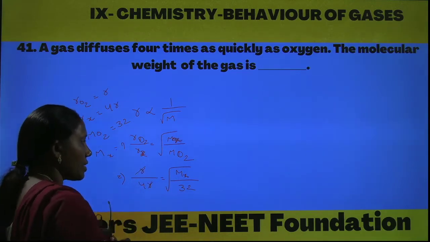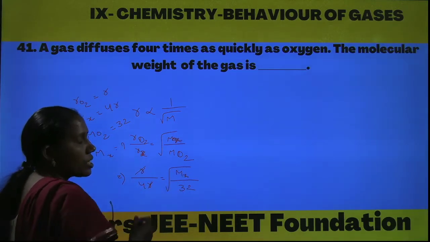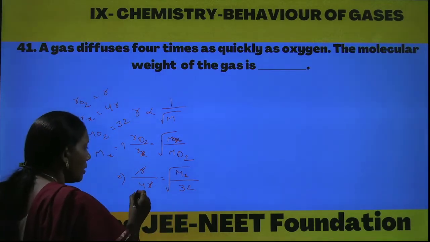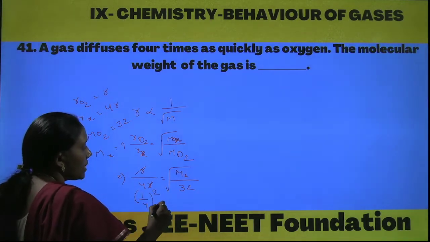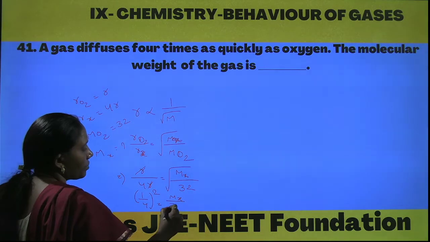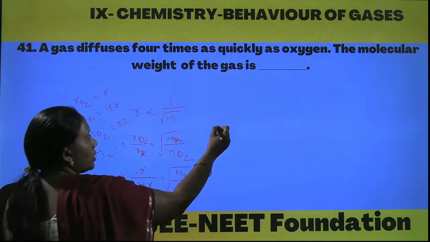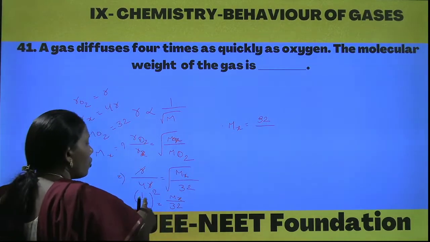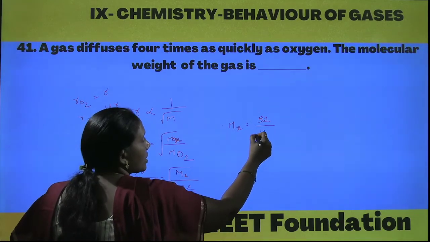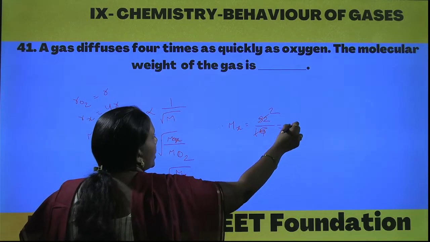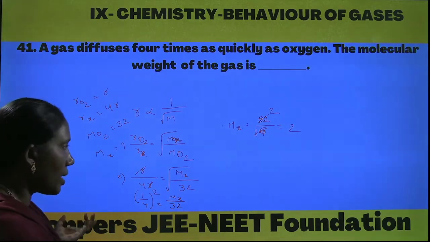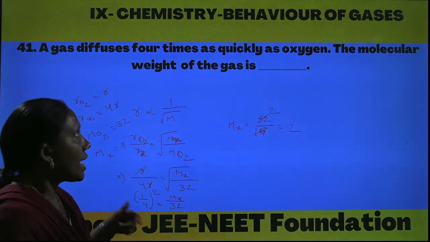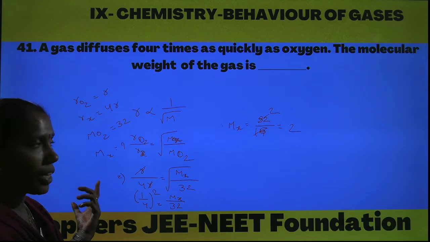Here R and R get cancelled, right? To remove the root, I am squaring on both sides. Then 1 by 4 whole squared equals Mx by 32, right? Therefore Mx equals 32 by 4 squared, that is 4 times 4 is 16, 16 times 2 is 32. So it is 2. The molecular weight of the gas is 2. A gas diffuses 4 times as quickly as oxygen, and the molecular weight of the gas is 2.